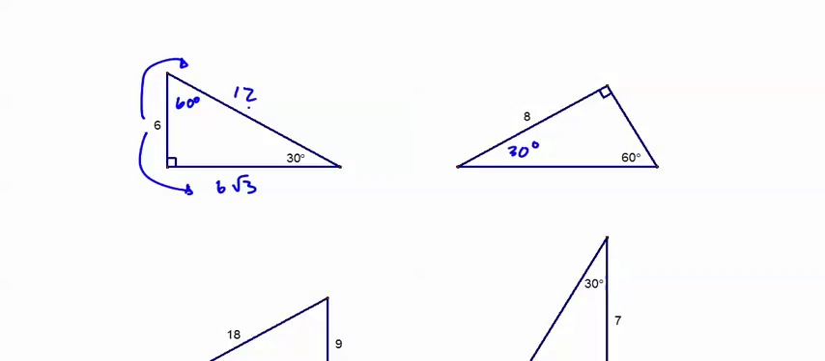I don't have to go back and think about, oh, well, this is an equilateral triangle, therefore this is 6, therefore this is 12, and then a squared, b squared. You don't have to do all that. 30, 60, 90 rules save you.